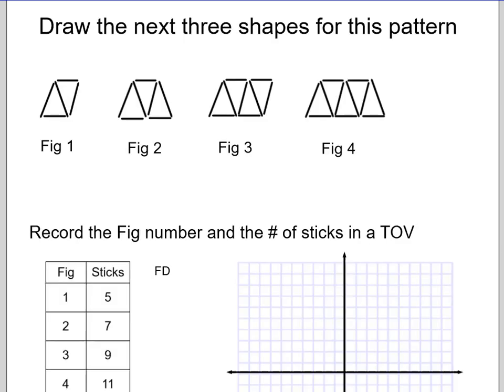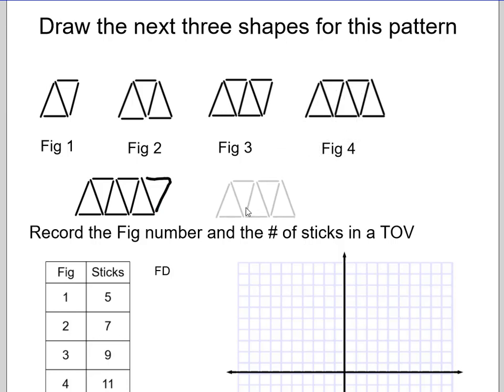Okay, so if we investigate this one here, we've got 4 figures with increasing number of sticks in each picture. So I want to try and draw the next 3 shapes. So what I might notice is, here's figure 4. I could start with figure 4, and you can see that each one is just adding 2 more sticks. So that would be figure 5 here. And then if I want to grab it one more time, this is figure 4, but now I have to add 2 sticks twice. So there's that one.